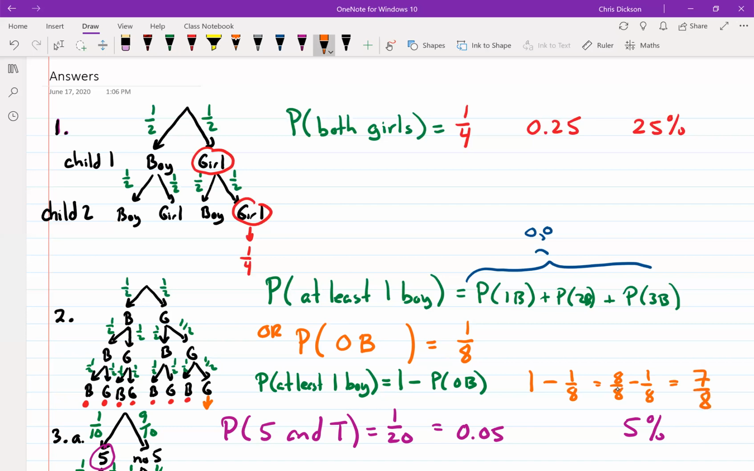Then if we take 7 divided by 8, that is 0.875, or about an 87.5% chance of that occurring. So if you have 3 children, the probability of having at least one of the children be a boy is 87.5%. What I looked at here was doing the calculation for 0 boys, and we call that the complementary event.